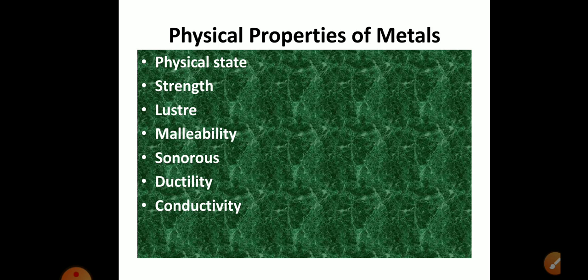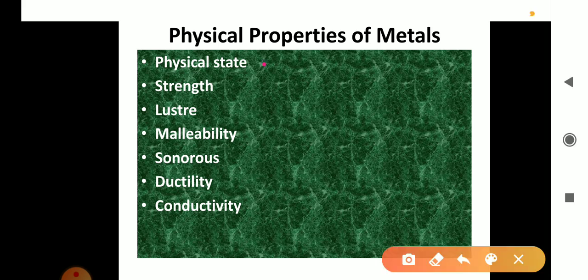Then what are these physical properties of metal? The first is the physical state, second is the strength, third is the lustre, then malleability, sonorous, conductivity and ductility. These are the properties and I will tell you in detail one by one.